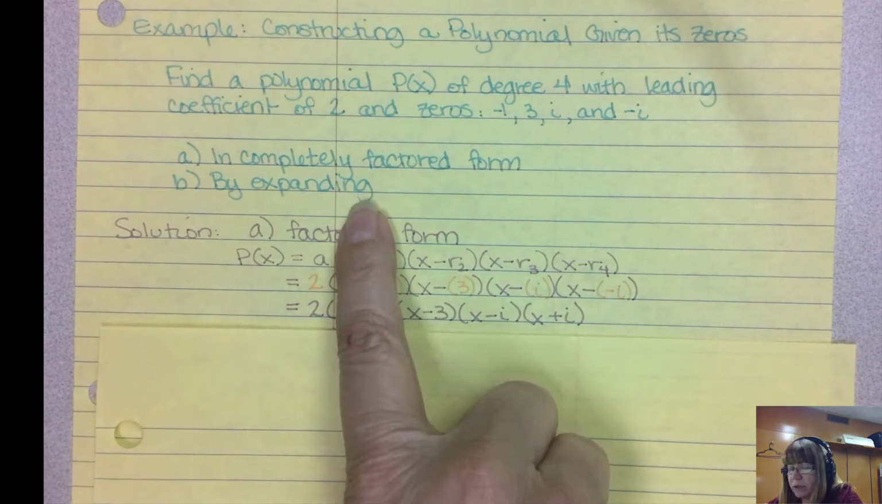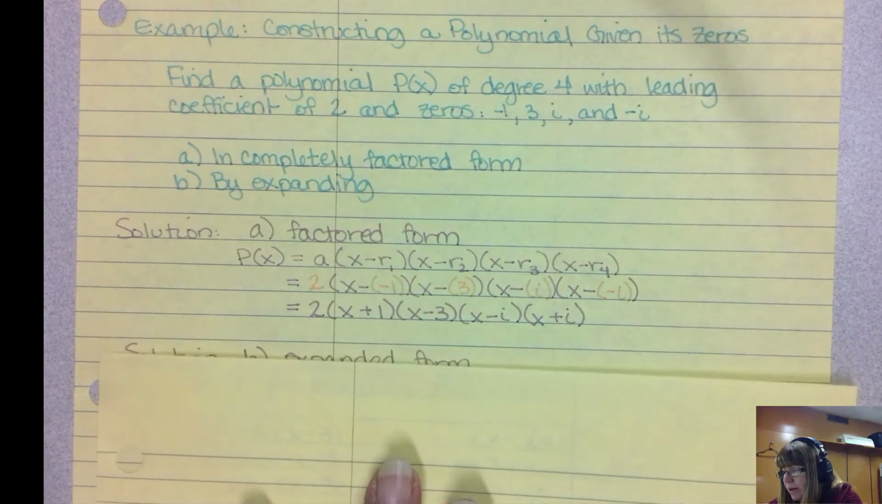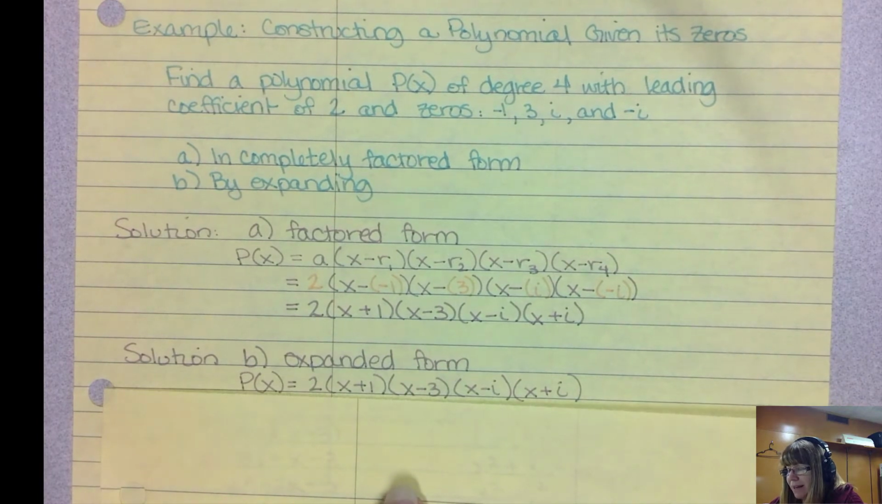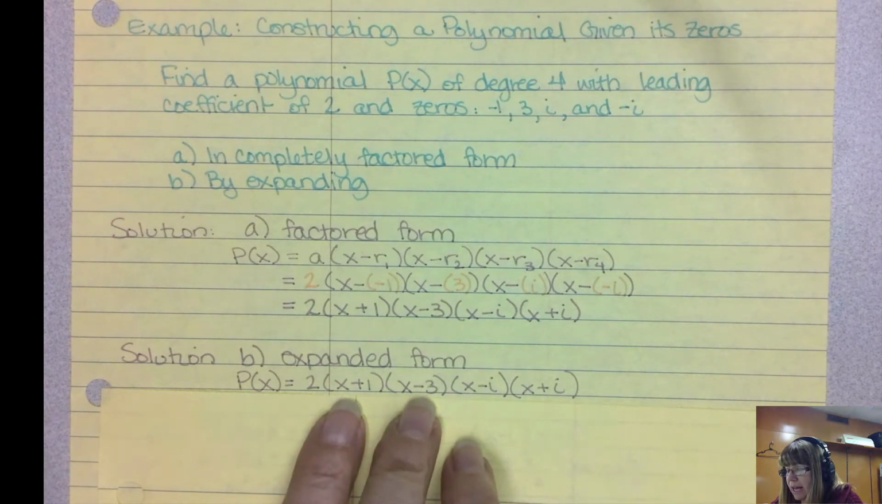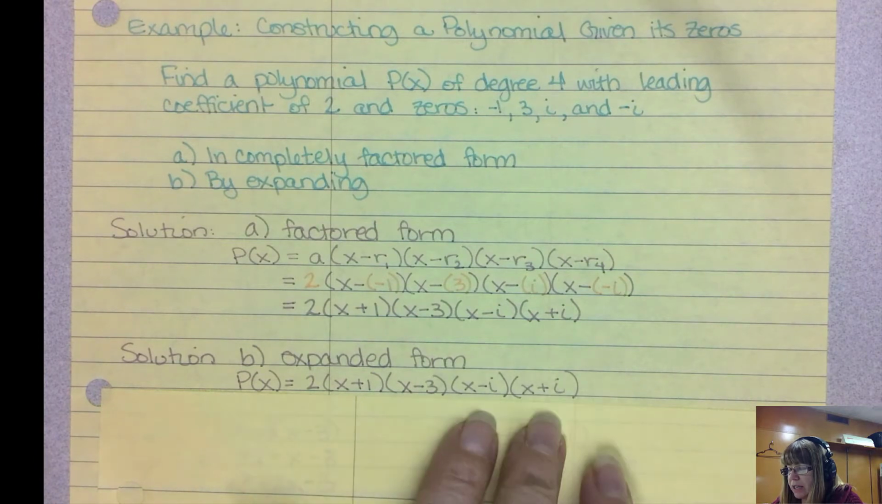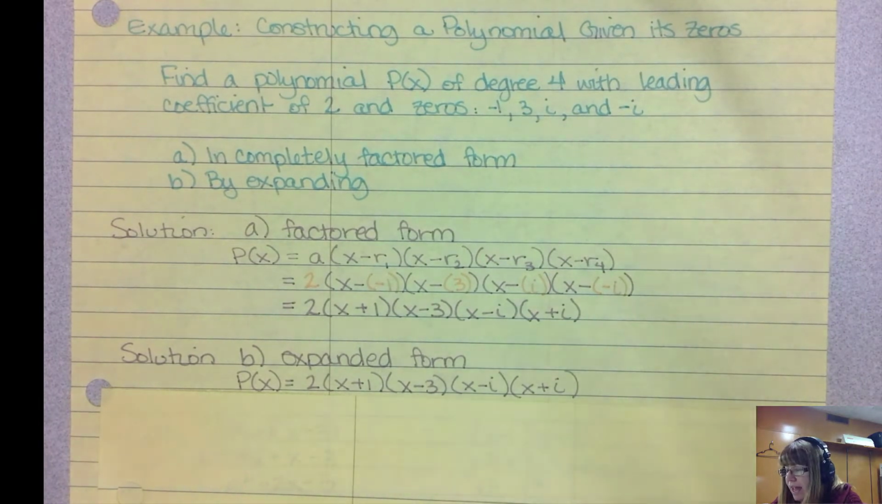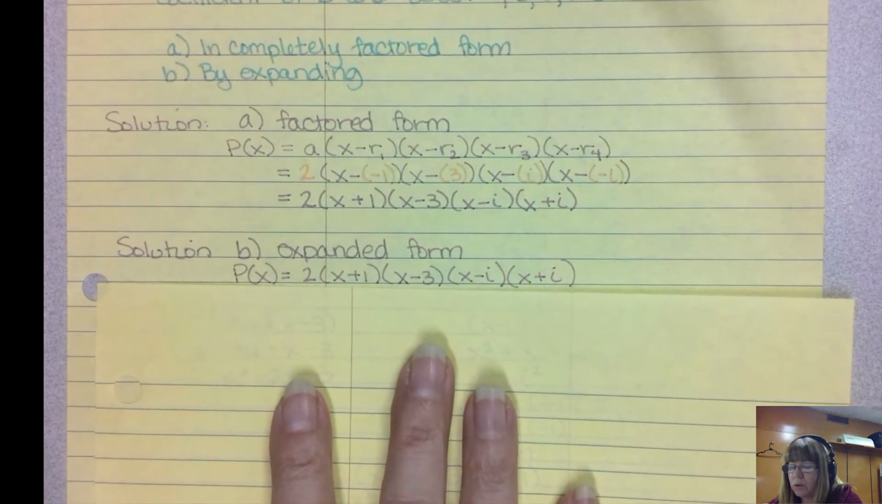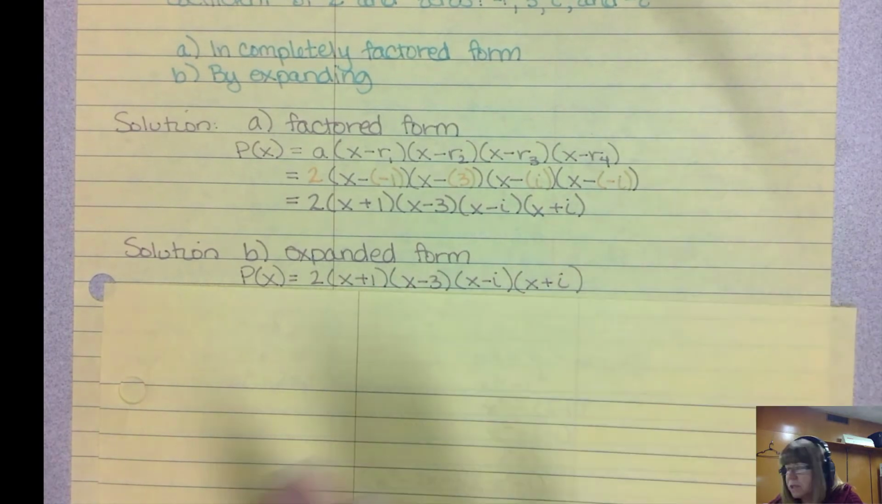But now we need to expand it to where it looks like a polynomial of degree 4. So here we go. How I'm going to do it is I'm going to group some stuff together, and for me, that's the easiest way to do it. I'll probably group x plus 1 and x minus 3 together, as well as x minus i and x plus i. And then I have to deal with the 2 as well. So I might bring that in first, then deal with the groups, and then pull the groups together. How you decide to do it, if you literally decide to do the 2 first, then the first 2 terms and the second 2 terms, it's up to you.